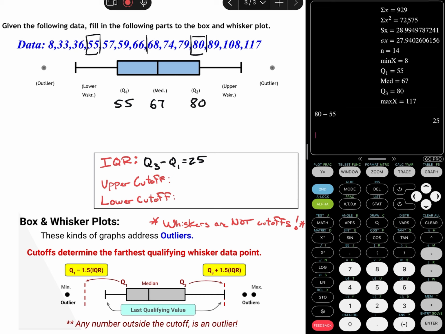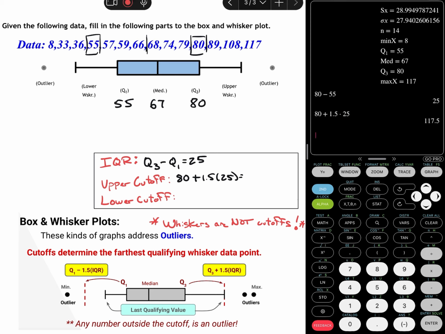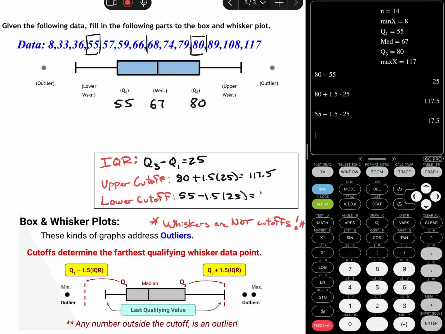Now we use that to calculate our upper cutoff first. You're going to take your Q3, which has the formula down there in yellow, so that is 80, and you're going to add 1.5 times 25. So 80 plus 1.5 times 25 is equal to 117.5. For our lower cutoff, you take your Q1, which is 55, and you subtract 1.5 times 25. So 55 minus 1.5 times 25 is equal to 17.5. These are our cutoffs that tell you whether you're going to have an outlier.